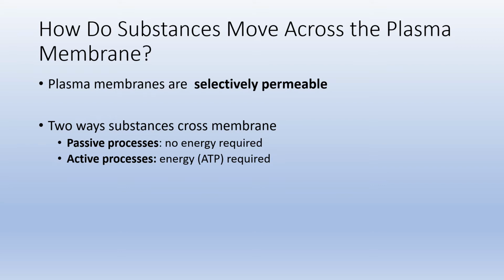Two different ways that we will see substances pass through the plasma membrane. We have passive and active. And again, as their name suggests, passive processes will not require energy. They will just simply occur. Active processes will require energy in the form of ATP.